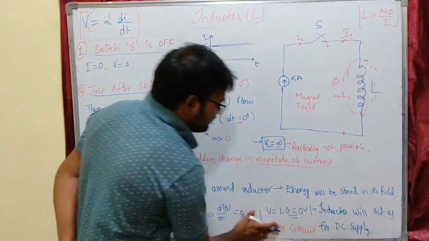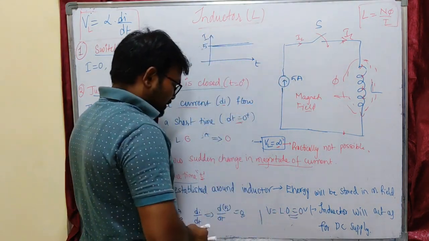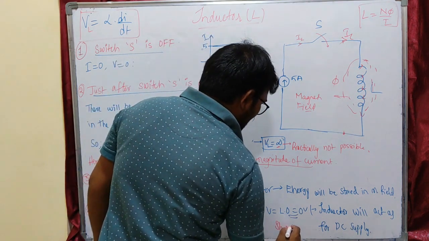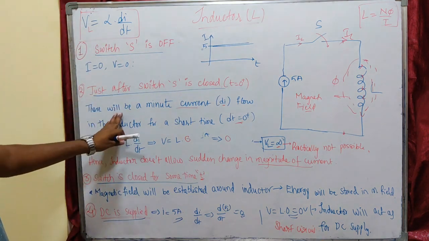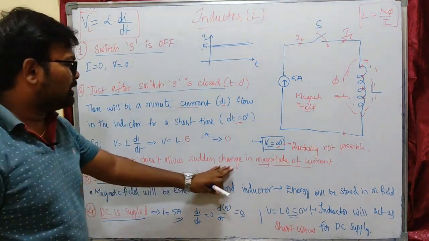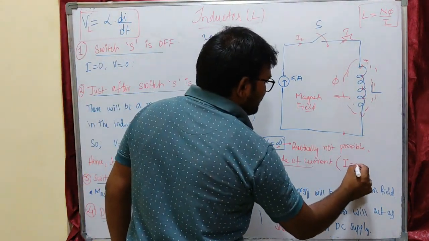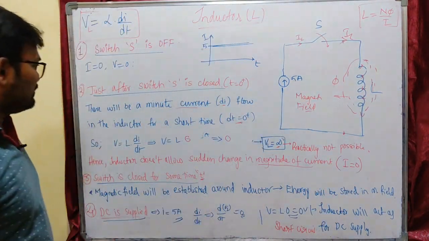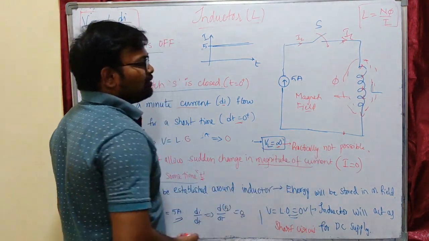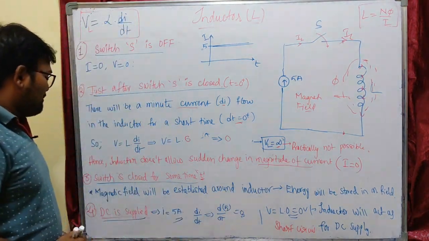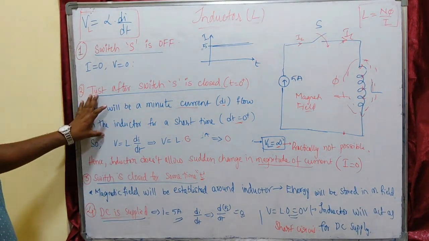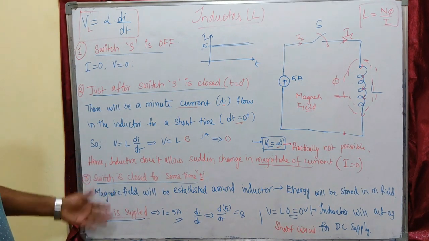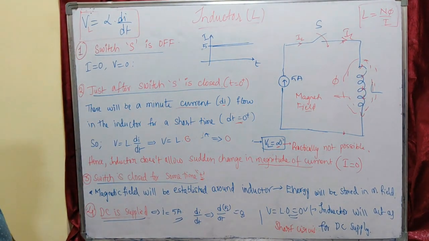It will act as a short circuit. It is not an open circuit. Okay, VL is 0 means short circuit. Just after switching, the inductor doesn't allow sudden changes in current, which means I is 0 even after closing the switch. That means the inductor will act as an open circuit. Sorry, in the second case I told it was a short circuit, but it is actually an open circuit. Okay, no problem.